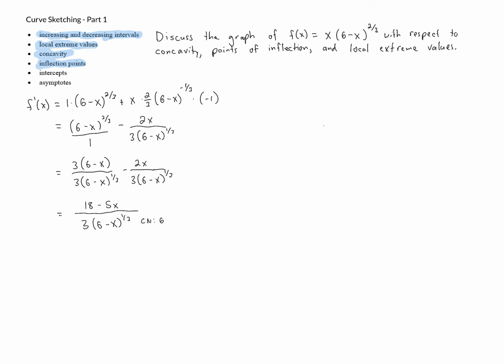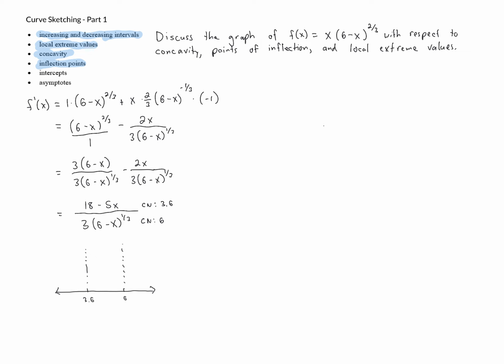And then the numerator is 0 when x equals 3.6. So that's going to be our other critical number. So those are the two possibilities for local maximum and minimum values for our function. So we're good so far. We can make a sign chart here to get an idea of when our function is increasing or decreasing. So the critical numbers are 3.6 and 6.